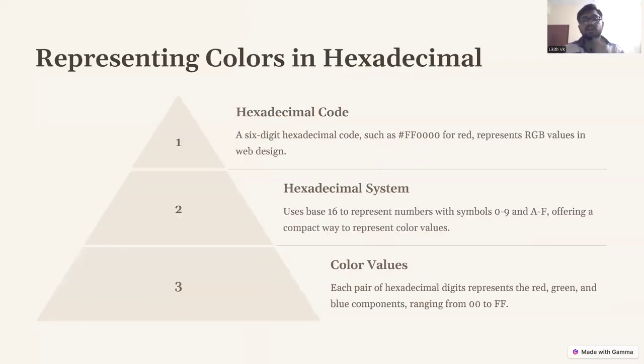Representing the colors in hexadecimal code. A six-digit hexadecimal code such as #FF0000 for red represents RGB values in web design. The hexadecimal system uses base 16 to represent numbers with symbols 0 to 9 and A to F, offering a compact way to present color values. Each pair of hexadecimal digits represents the red, green, and blue components, ranging from 00 to FF.